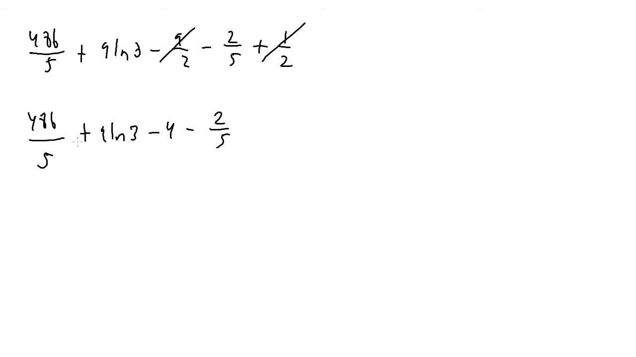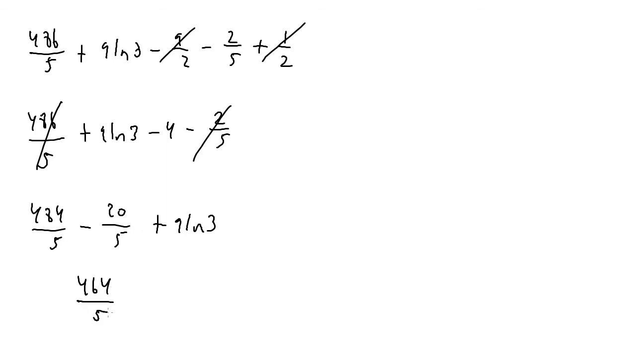Now we get 486 over 5 minus 2 over 5, which is going to be 484 over 5, and then minus, now 4 can be written as 20 over 5, plus 9 times the natural log of 3. So 484 minus 20 is 464, so the final answer is going to be 464 over 5 plus 9 times the natural log of 3.